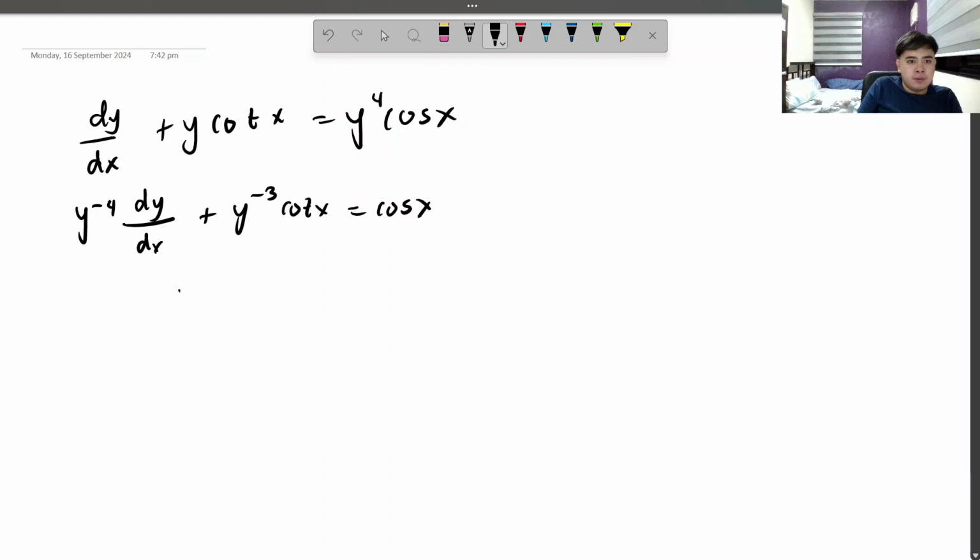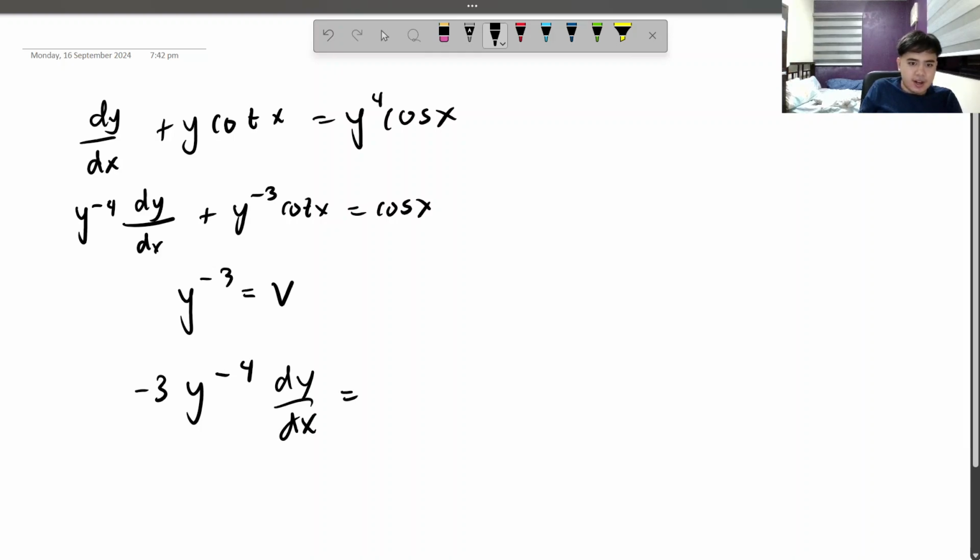we can have y to the negative 3 equals, what do I pick? Let's just pick v. I just feel like picking v for now. So the derivative of the left-hand side is negative 3y to the negative 4 dy over dx. On the right-hand side is dv over dx. All right, I agree on that. And so let's isolate y to the negative 4 first, since it matches with here.